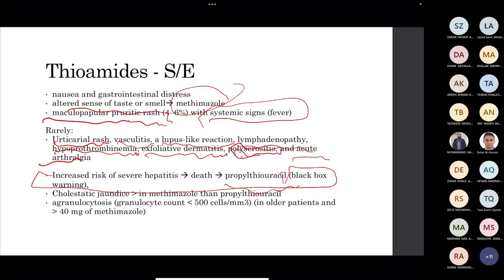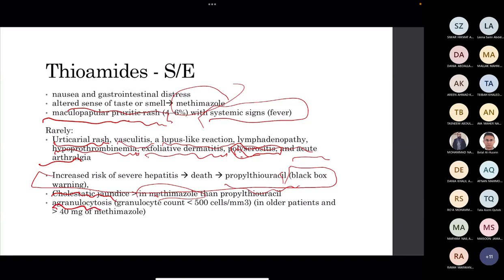Also, it could cause cholestatic jaundice, but this is more in methimazole. Cholestatic jaundice means that it is caused by the reduction or obstruction of the biliary duct, okay, which leads to accumulation of bilirubin and jaundice, which is yellowing.